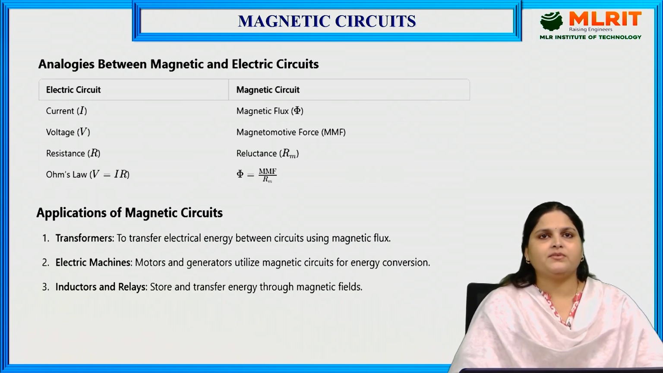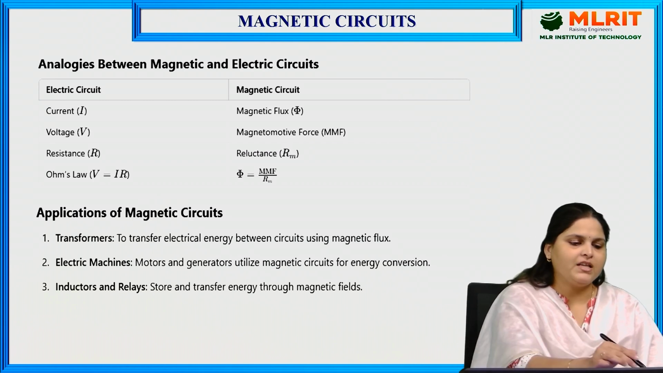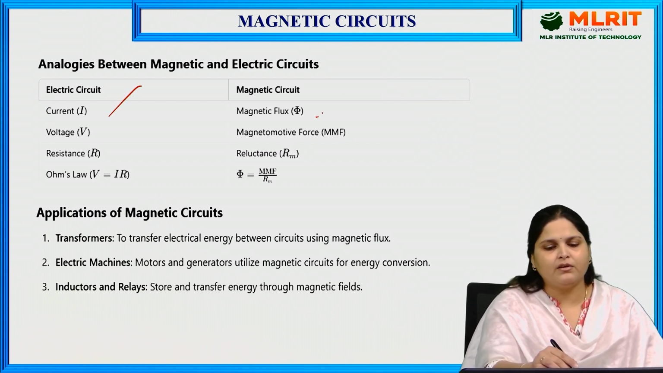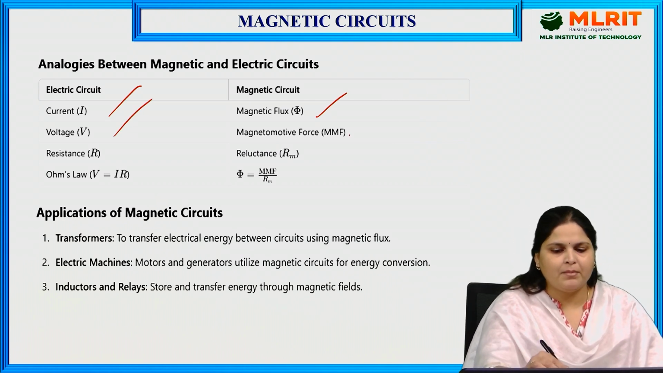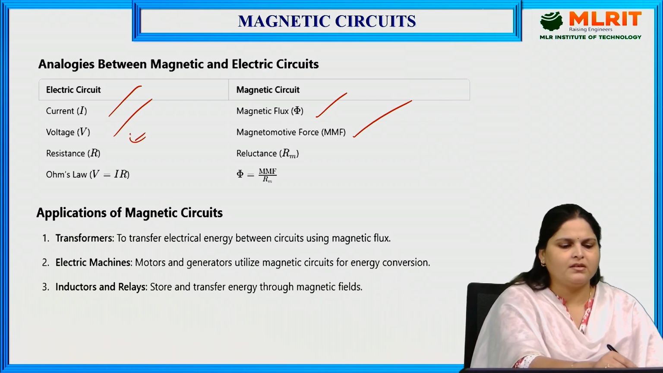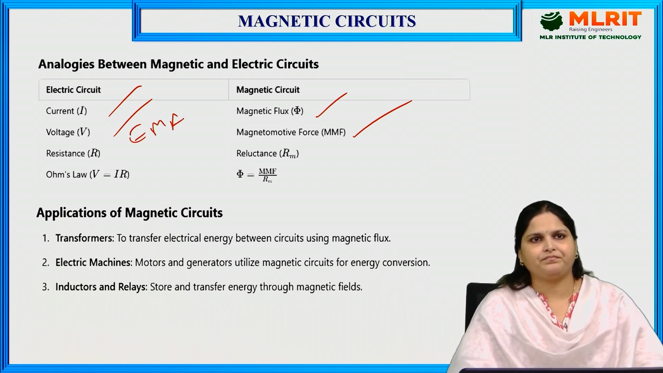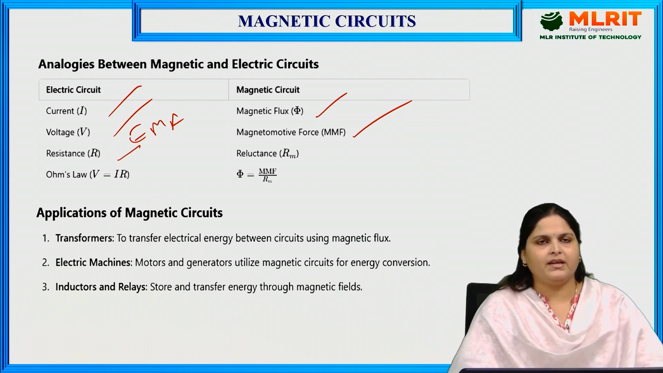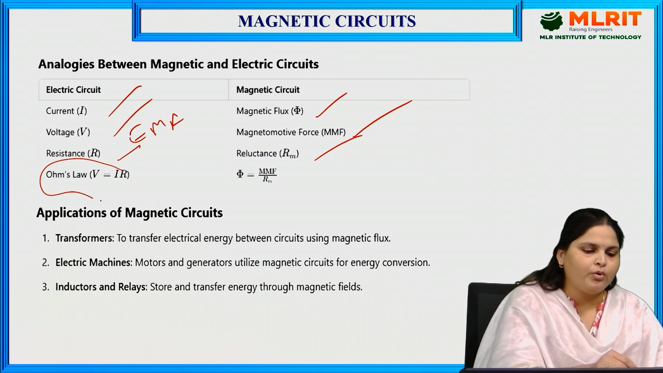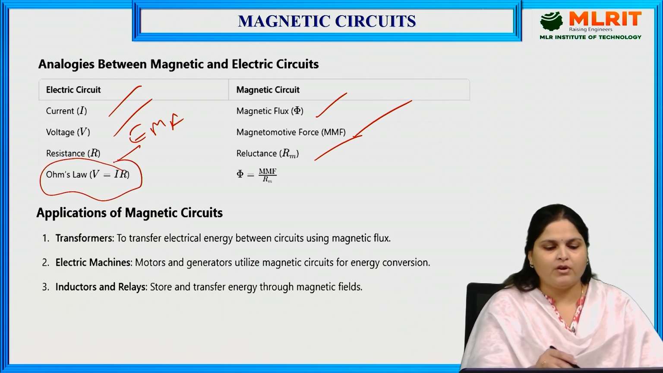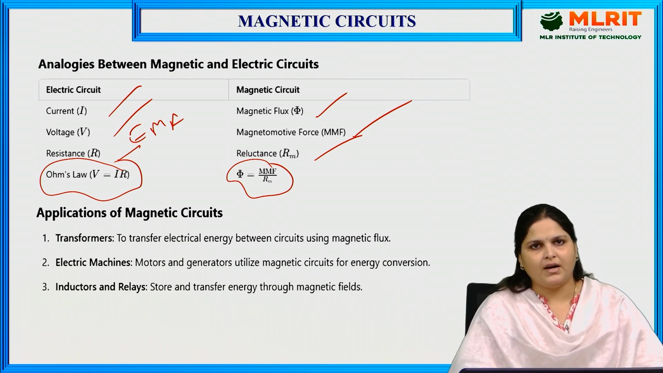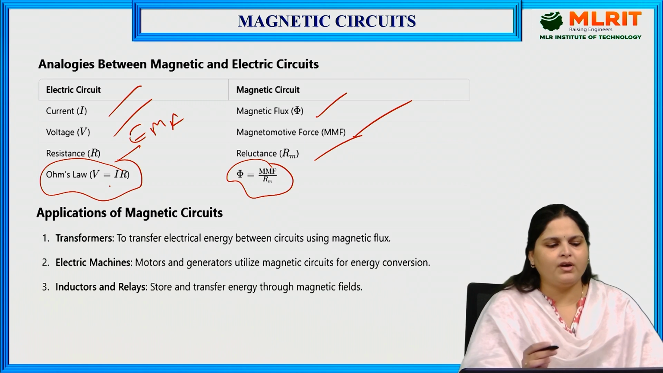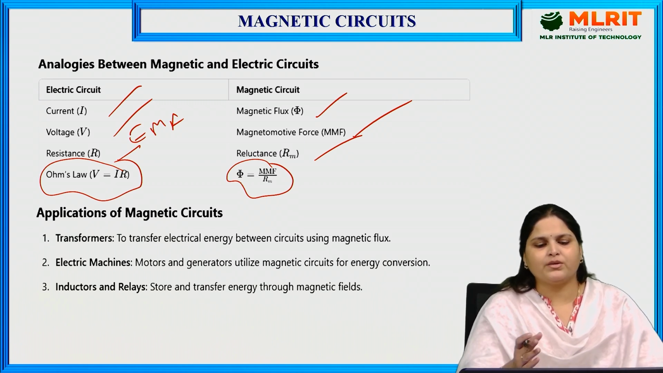We can see the analogies between magnetic and electric circuits. As we have current in an electric circuit, we have magnetic flux in a magnetic circuit. As we have voltage in an electric circuit, we have MMF in a magnetic circuit. Voltage means EMF, right? As we have resistance in an electric circuit, we have reluctance in a magnetic circuit. Electric circuits follow Ohm's law, V is equal to IR. For a magnetic circuit, the law followed is phi is equal to MMF upon R. It is the same as I is equal to V by R.